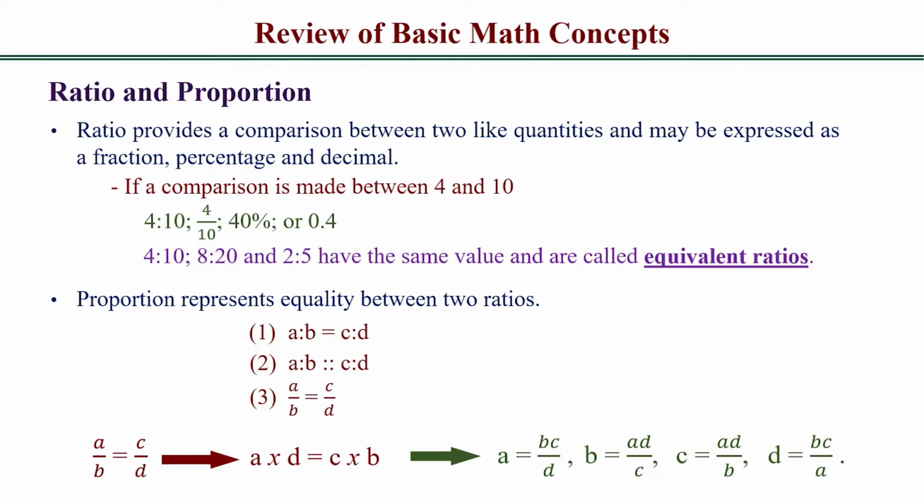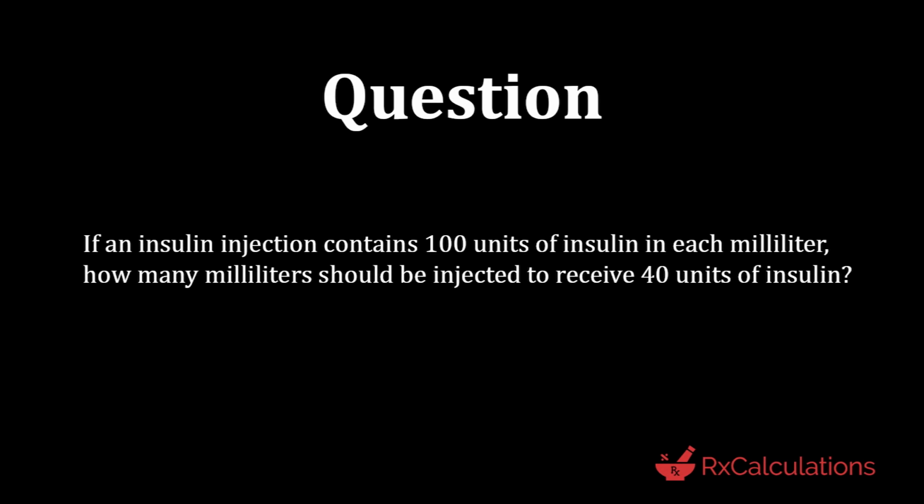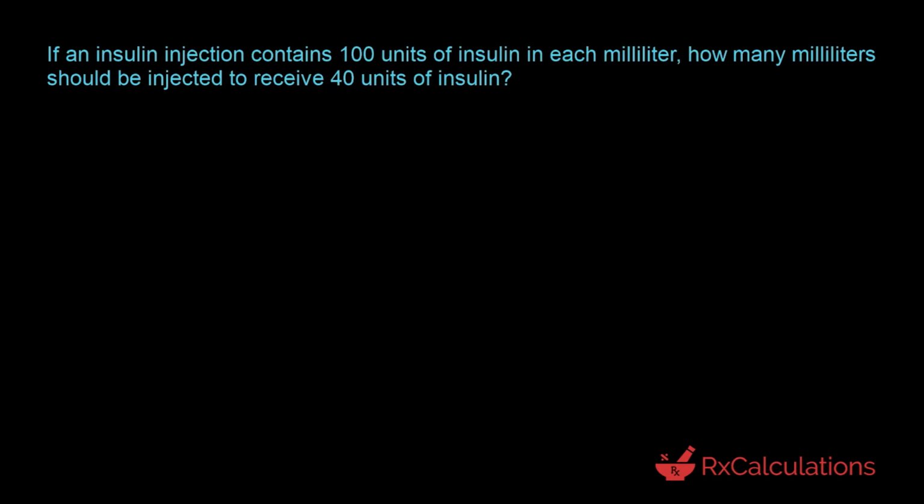So now that we've done a quick review of what ratio and proportion actually is and some key principles associated with them, let's proceed by applying this understanding on three strategic questions. This question says, if an insulin injection contains 100 units of insulin in each milliliter, how many milliliters should be injected to receive 40 units of insulin? So we can use ratio and proportions to really solve this question elegantly.